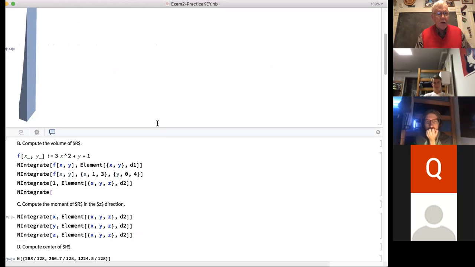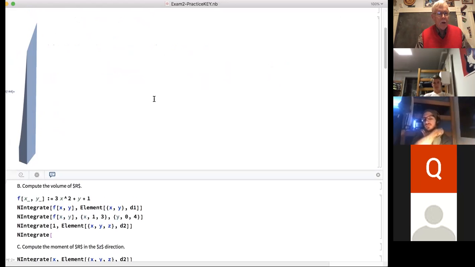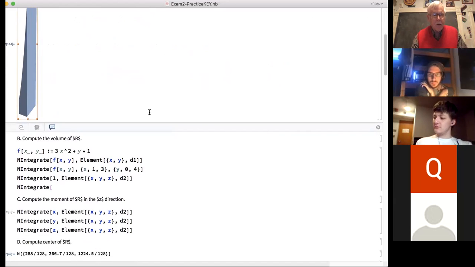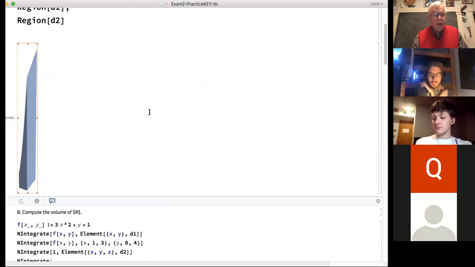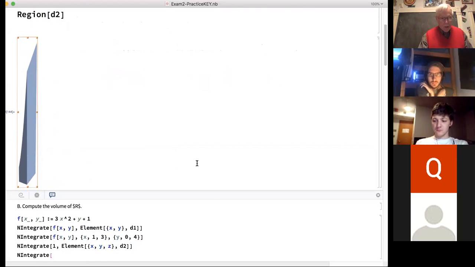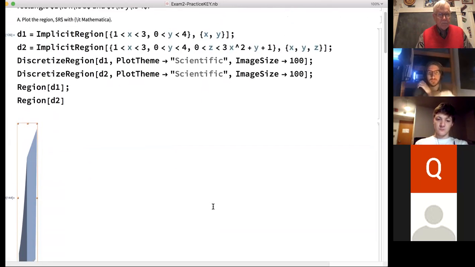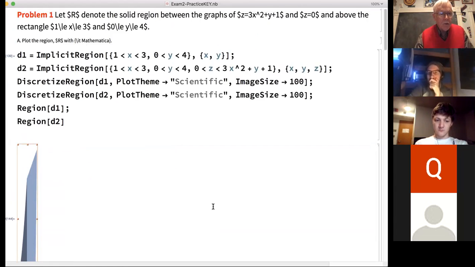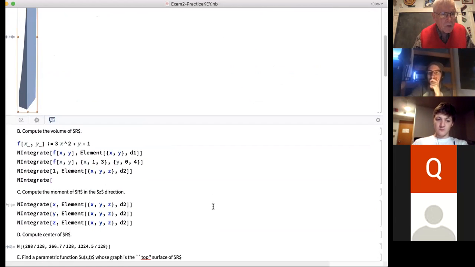So there is a plot of the actual region that we're talking about. You can't do much with this plot because Region just provides you with one view. Discretize is much better if you want to investigate it. But if I only ask you to plot it, this is what I did. By the way, interrupt me at any time if you have questions. So this is the first thing we had to do, is to plot that region.